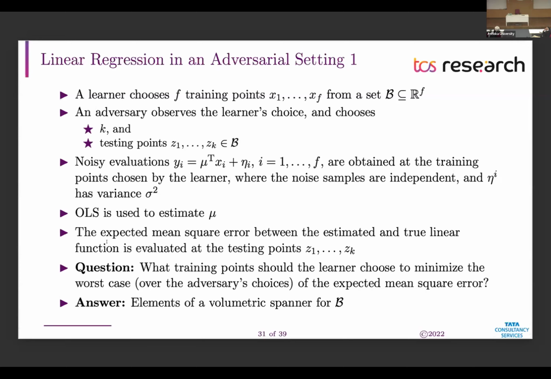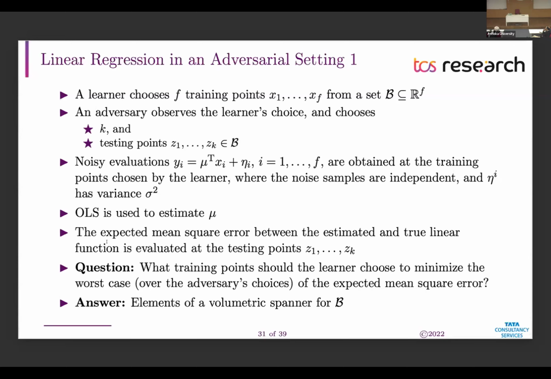Now this is a little loaded against the learner because the learner moves first and the adversary gets to observe his choices. Just as a student, when preparing for an exam, has to prepare for the worst case question paper that may come, here also the learner has to prepare for the worst case. So the learner would like to choose training points that minimize the worst case expected mean square error, where the worst case is over the adversary's choice. Okay, and it turns out that the answer to this problem is the volumetric spanner for B.